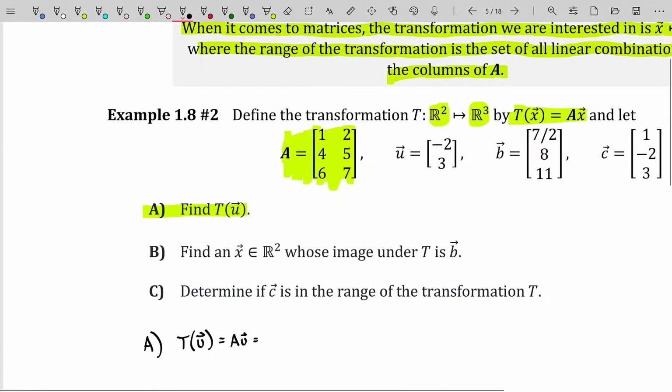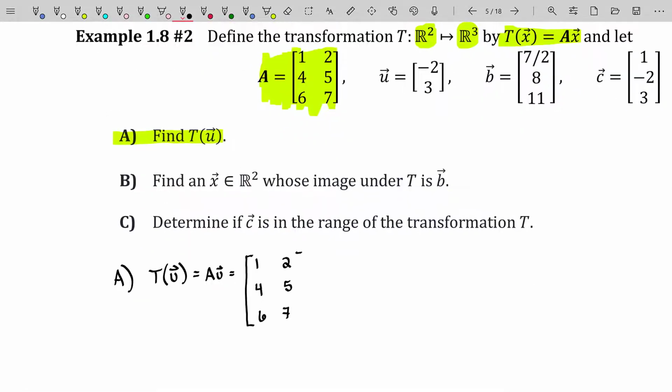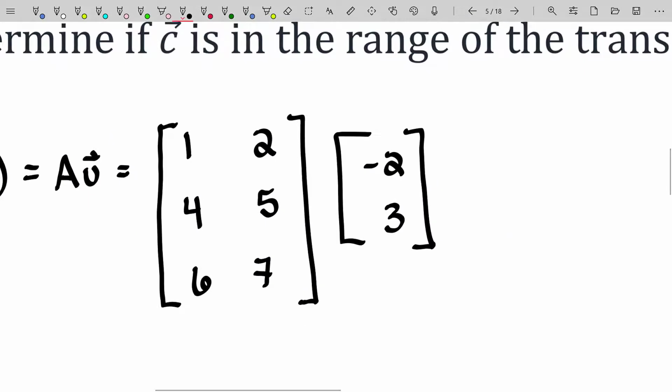Replacing A and u with their component definition here, we get to this point, and now we just need to perform a matrix vector multiplication. There are two ways to do this. I have a video on matrix vector multiplications that if I do something here and you're lost, you can go back to.